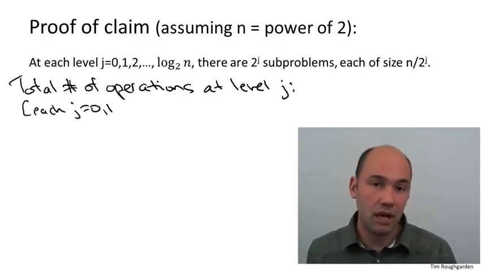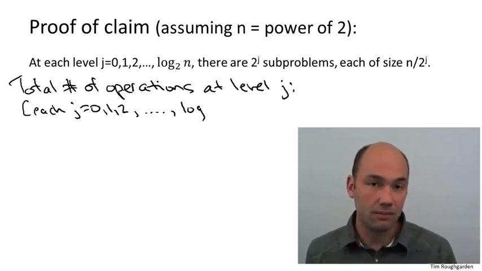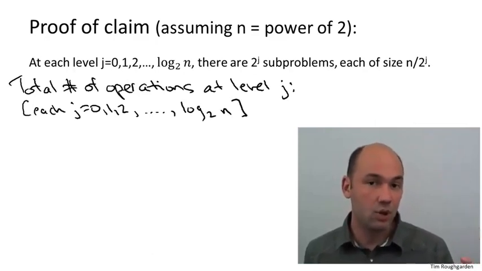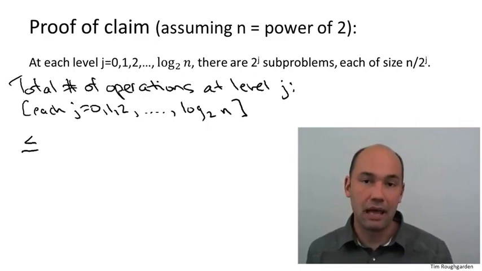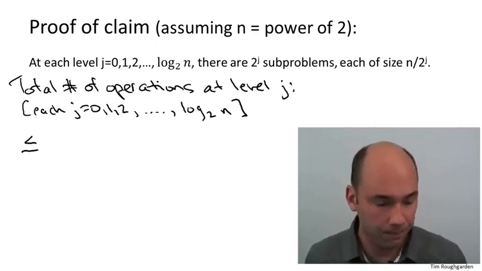So let's fix a level j. We know how many subproblems there are, 2 to the j. We know the size of each subproblem, n over 2 to the j, and we know how much work merge needs on such an input. We just multiply by 6, and then we just multiply it out, and we get the amount of work done at level j, at all of the level j subproblems. So here it is in more detail.